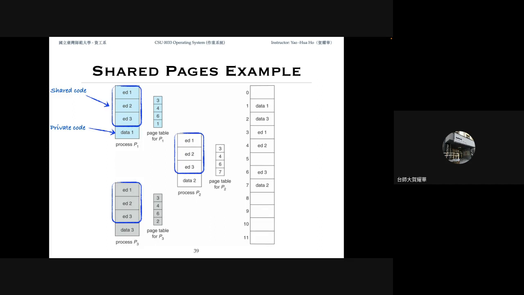They all refer to the same frame numbers. The shared code is stored at frame 3, frame 4, and frame 6. The data, on the other hand, for processes 1, 2, and 3, is stored in three different frames. This is what shared code, or a shared page, looks like.